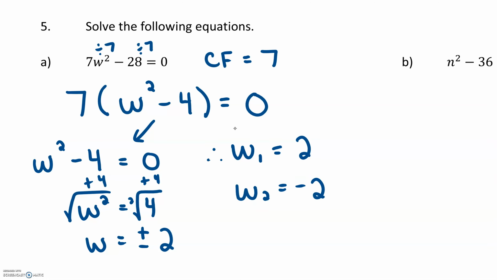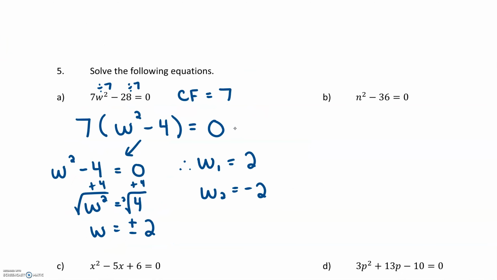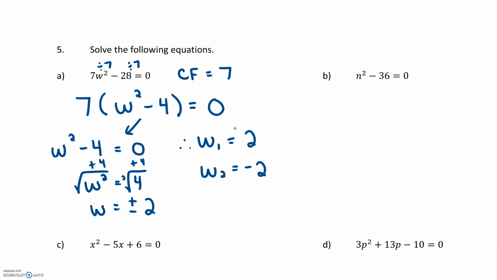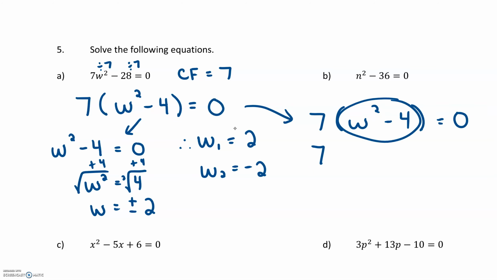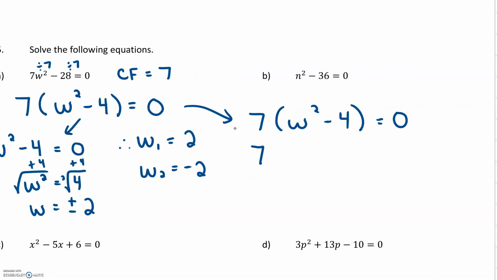Now another way of doing this would be to use difference of squares. So at this point, you're not really done factoring. You could continue factoring. I'm just going to do it over here. So w squared minus 4 equals 0. This is two terms. You can do the square root of w squared, and you can do the square root of 4. So that means that we have w minus 2 and w plus 2 as an extended factored form.